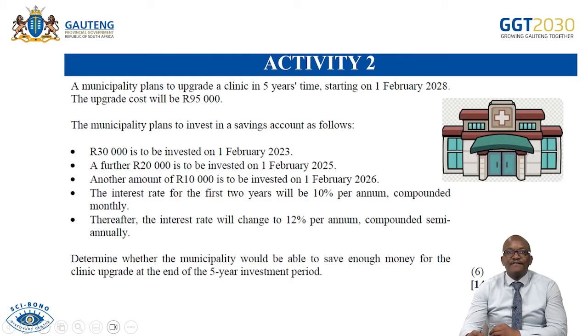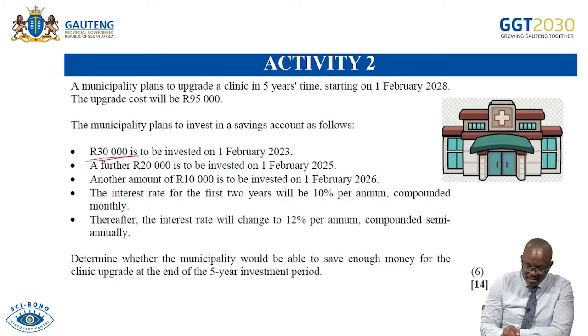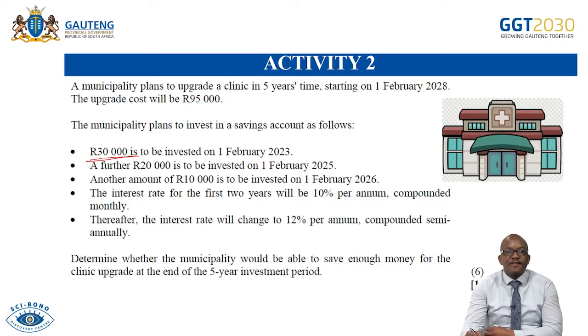The municipality plans to invest in a savings account as follows. Correct? So bullet number 1 says 30,000 is to be invested on the 1st of February 2023. So it means the initial amount that will be invested at the beginning is 30,000. The second bullet says a further 20,000 is to be invested on 1 February 2025. Then another amount of 10,000 is to be invested on the 1st of February 2026. Then the interest rate for the first 2 years will be 10% per annum compounded monthly.